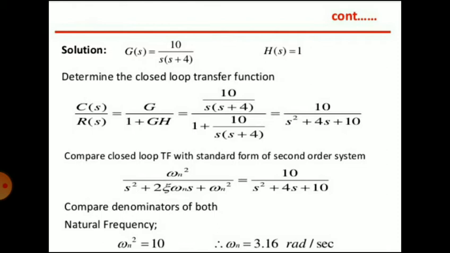The standard form of a second order system is omega n square upon s square plus 2 zeta omega n s plus omega n square, which equals 10 upon s square plus 4s plus 10. So compare the denominators of both. After equating the denominators, we can find the natural frequency from this expression. So omega n square is equal to 10, so omega n equals 3.16 radian per second.